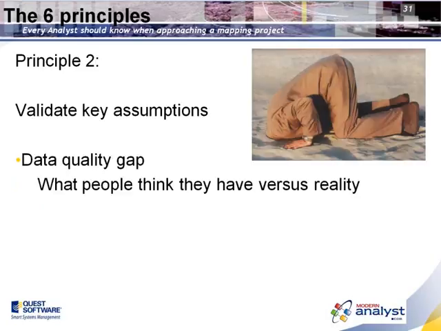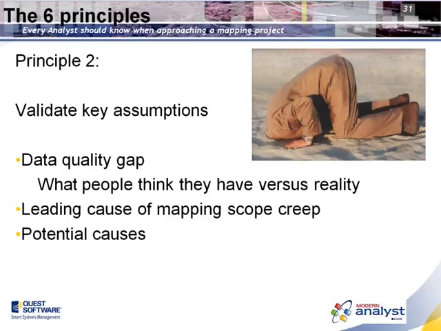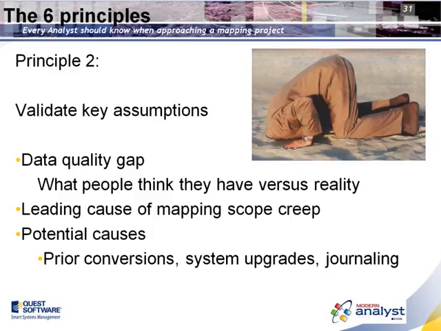Now there's always a data quality gap between what people think they have before these projects start versus what they actually really have. And this data quality gap is really the leading cause of scope creep, right? So these are the things like when someone says, oh, we only have this type of transaction, or the data will only ever be like this, or you really have to ensure that those key assumptions about your data are actually correct. Because otherwise, you will have to create new maps and a lot of rework to existing maps, right?